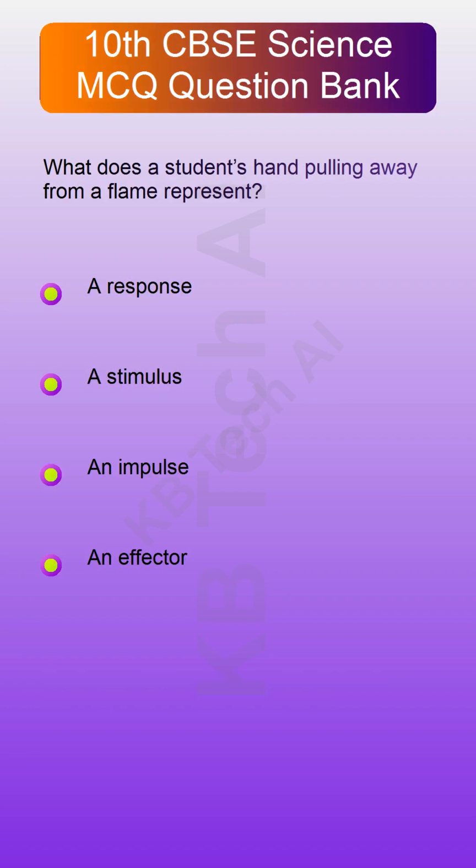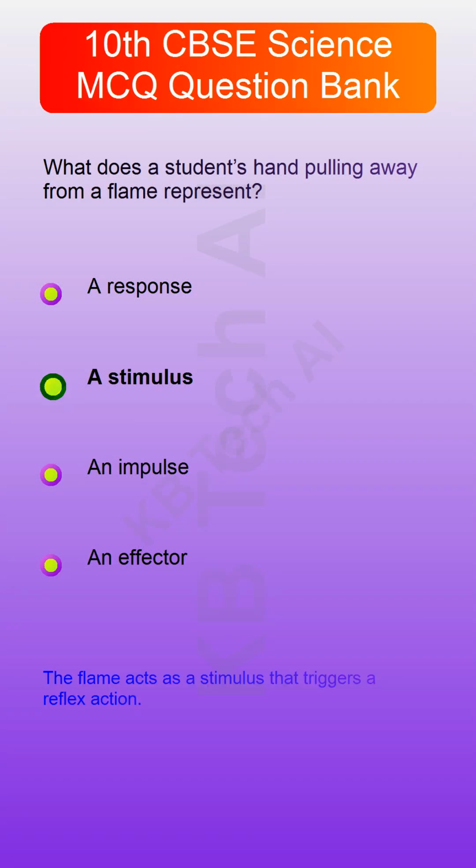What does a student's hand pulling away from a flame represent? Option 1, a response. Option 2, a stimulus. Option 3, an impulse. Option 4, an effector. The answer is Option 2, a stimulus.